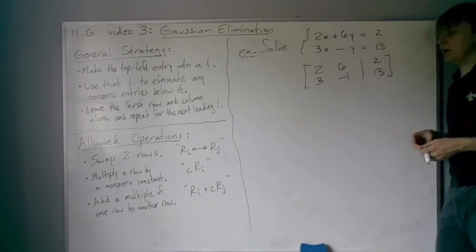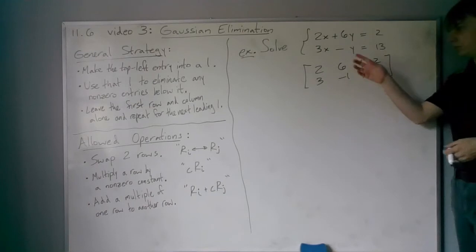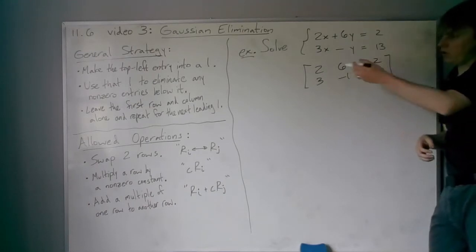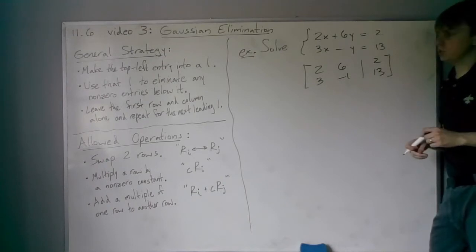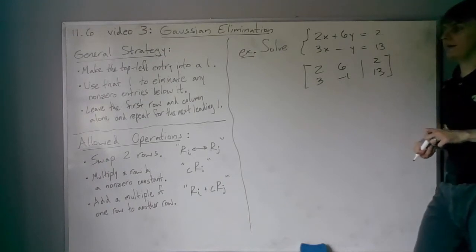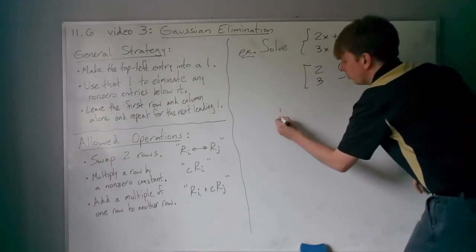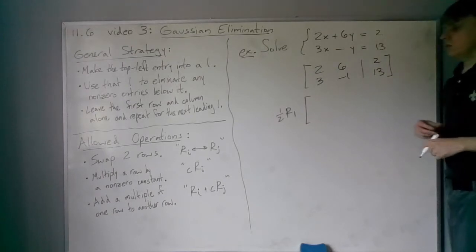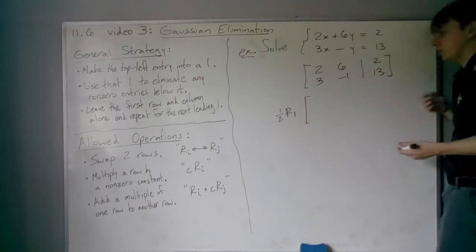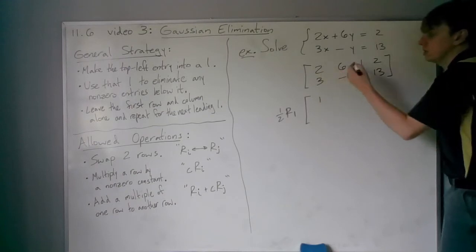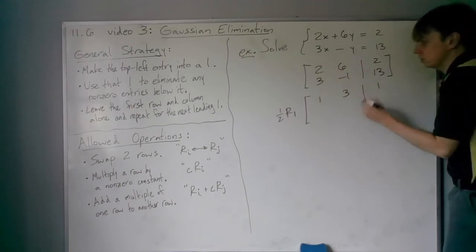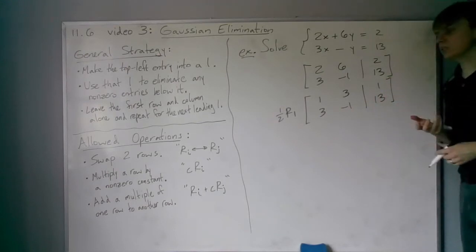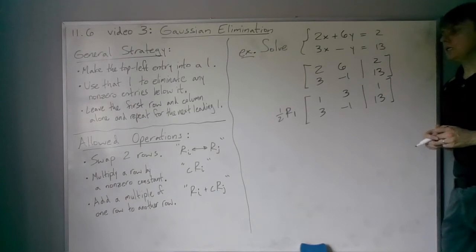Okay, so I could maybe try and subtract rows from each other, so maybe 3 minus 2 to get a 1. But I think since in the top row everything is even, I'm just going to multiply the top equation by 1/2. So I'm going to do 1/2 times row 1. So 1/2 is a constant. I can multiply an equation by a constant. That will give me 1, 3, and 1. 3, -1, 13.